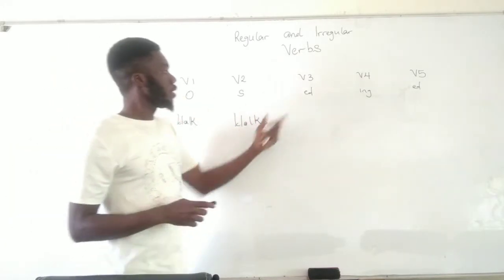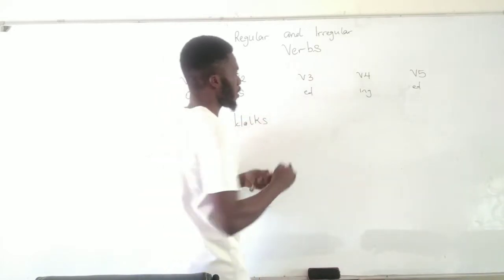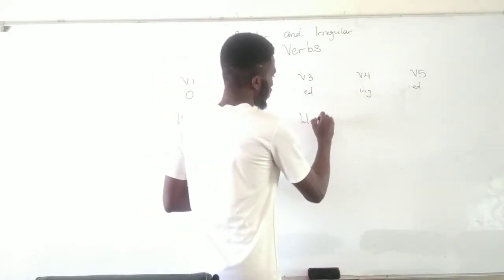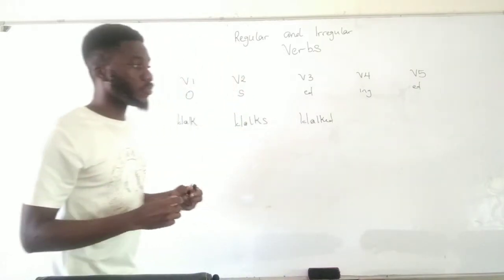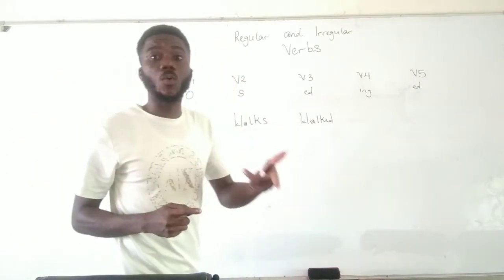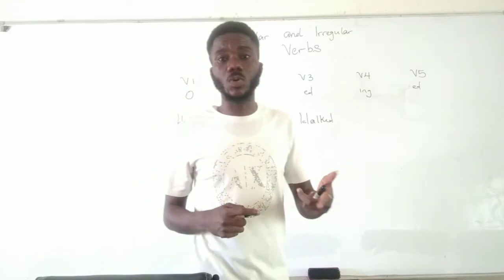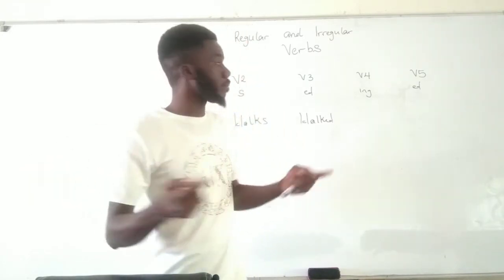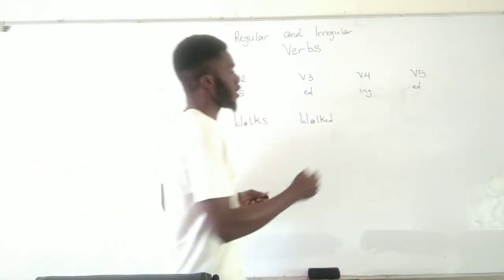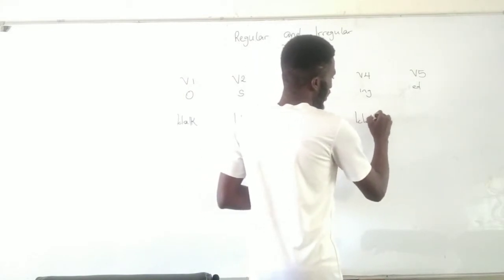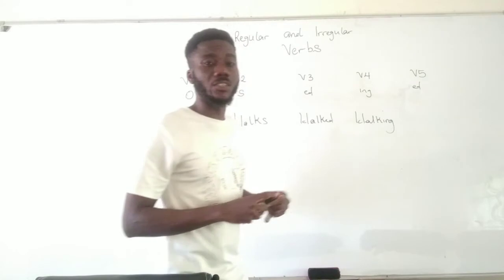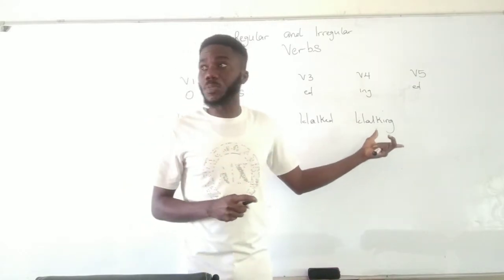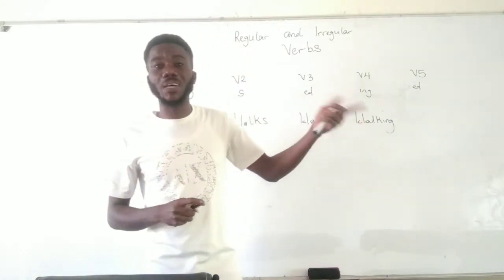Okay. Now, here, this walk, walks. Over here, it becomes walked. This is the simple past tense form of it. For example, when you say, I walked to school, I walked to the church, and the rest of them. Over here, you have something like walking. This is in the progressive tense form. It can be present progressive, it can be past progressive.